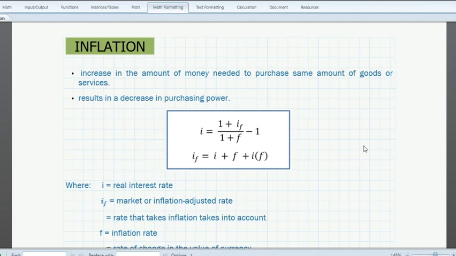Siyempre kapag tumaas ang presyo ng mga bilihin, you need ng mas malaking amount of money. Kailangan mo ng mas maraming pera para syempre ma-purchase yung mga goods and services na yon. And this results to decrease in purchasing power. Ano namang ibig sabihin nun?